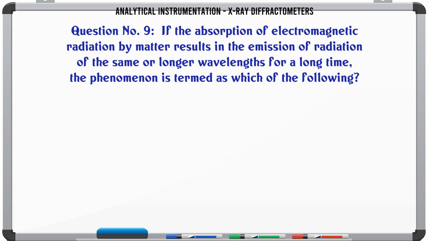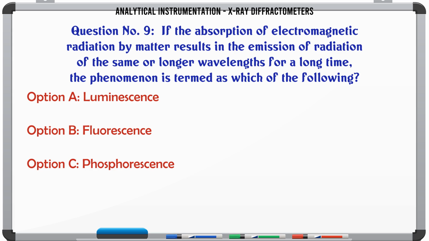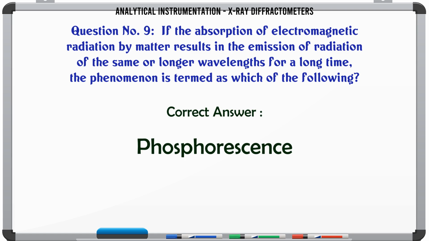If the absorption of electromagnetic radiation by matter results in the emission of radiation of the same or longer wavelengths for a long time, the phenomenon is termed as which of the following? A. Luminescence. B. Fluorescence. C. Phosphorescence. D. Spontaneous emission. The correct answer is phosphorescence.